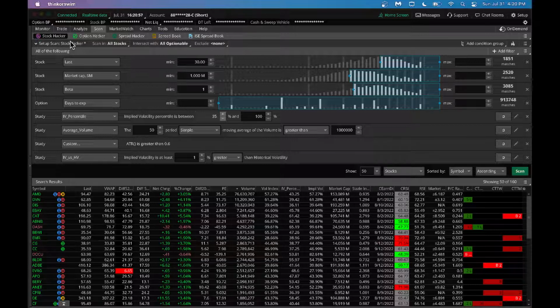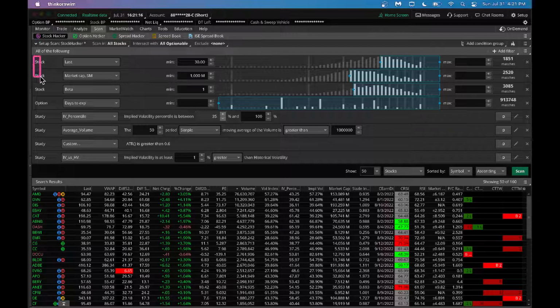Look, you can pay a lot of money for a lot of these platforms, or you can do it free of charge, free of any cost, in Stock Hacker in Thinkorswim. That's why I love to use Stock Hacker. Look, this is my favorite scanner here that I got for my put options trading.